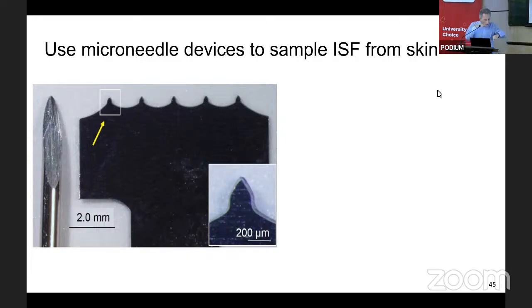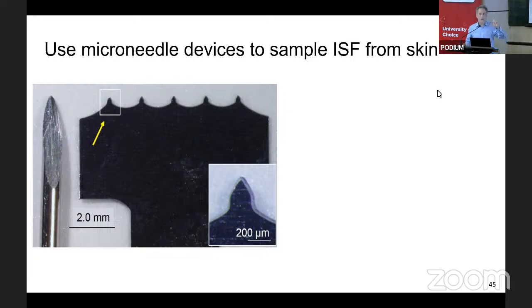If you poke your skin with something sharp, like a lancet or a needle, and you see what comes out, it's going to be blood that comes out. Well, we don't want the blood. We want the interstitial fluid. Well, if you do something very gentle on the skin and it doesn't bleed, nothing comes out. So we have to kind of coax it out. So we use these microneedles.